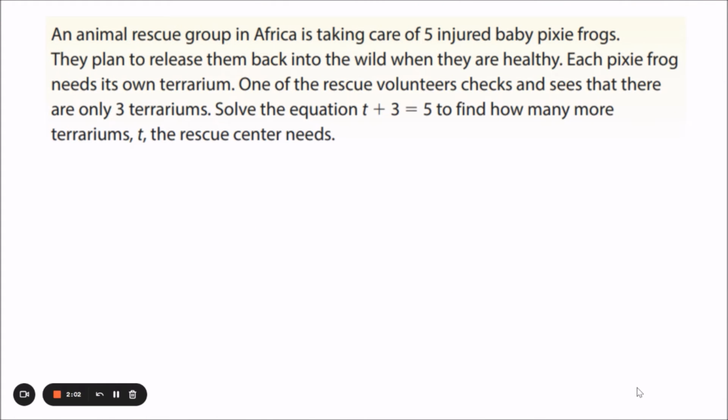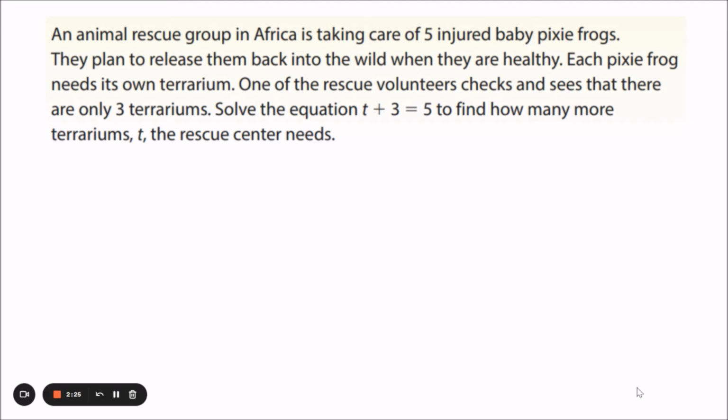We can use the same strategies again to solve another type of equation. An animal rescue group in Africa is taking care of 5 injured baby pixie frogs. They plan to release them back into the wild when they are healthy. Each pixie frog needs its own terrarium. One of the rescue volunteers checks and sees that there are only 3 terrariums.